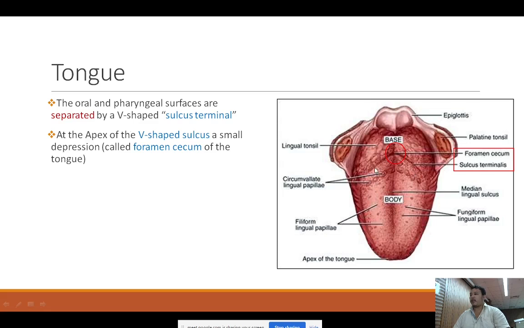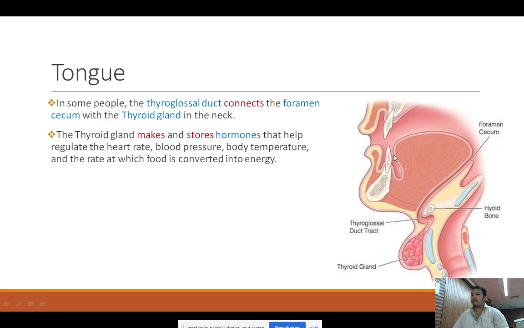The anterior two-third and posterior one-third are demarcated by this V-shaped sulcus. This is called the sulcus terminalis. The circumvallate papillae are present here. Then in the posterior one-third you have some tonsillar tissue called the lingual tonsil, and in the anterior two-third you have the filiform papilla, fungiform papilla, all these things. And at the tip of this V-shaped sulcus there is a small pit. This is called the foramen cecum.